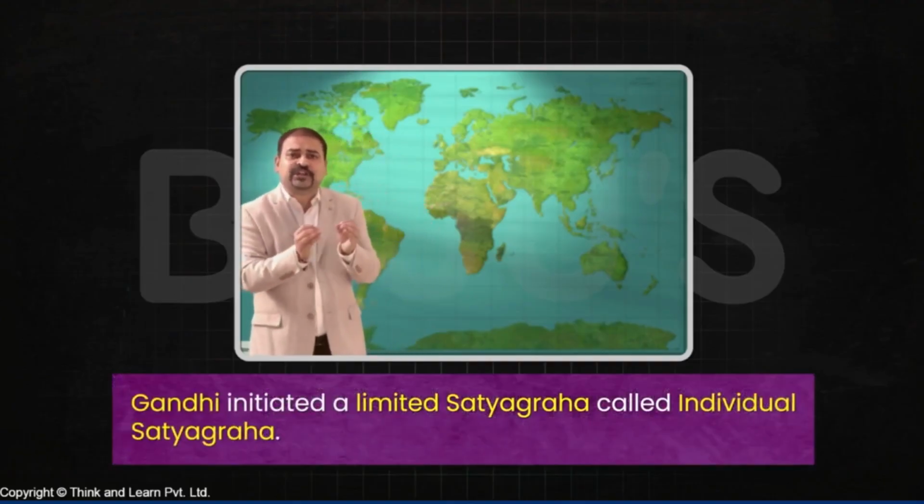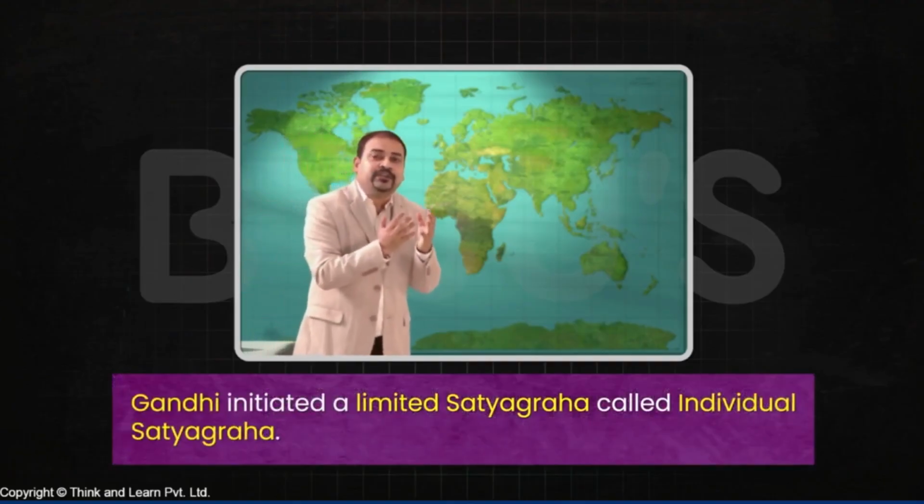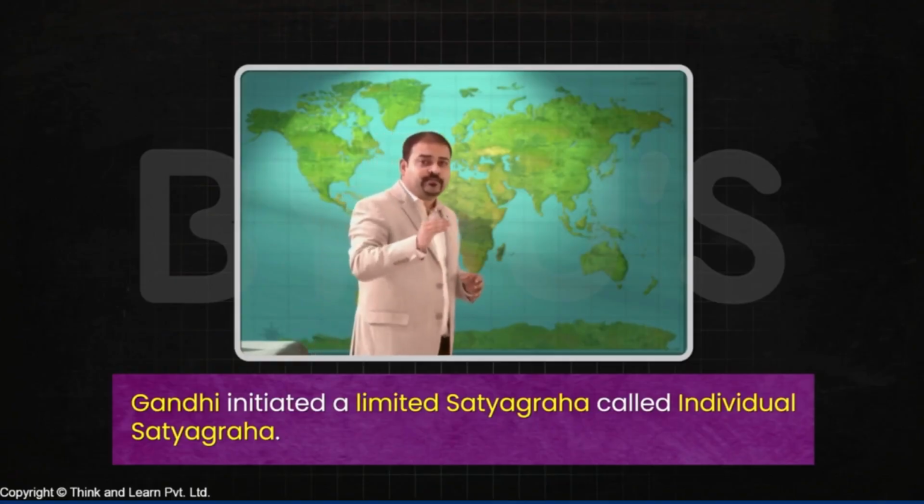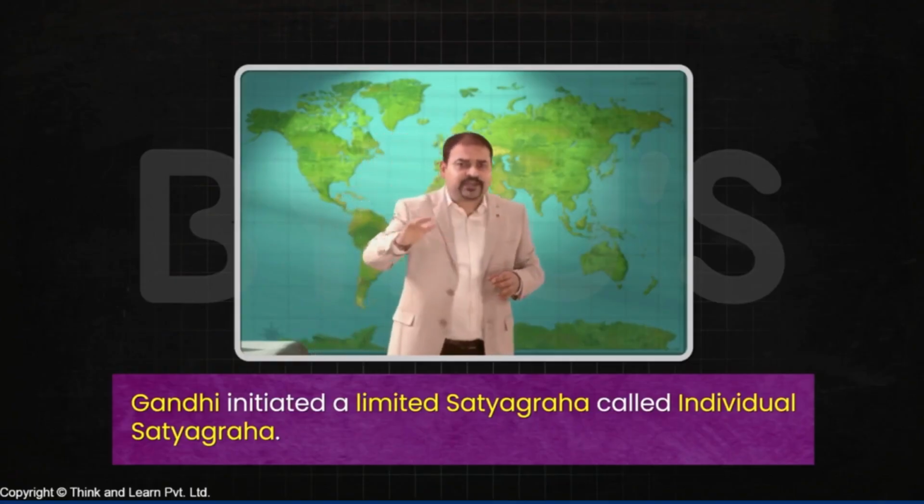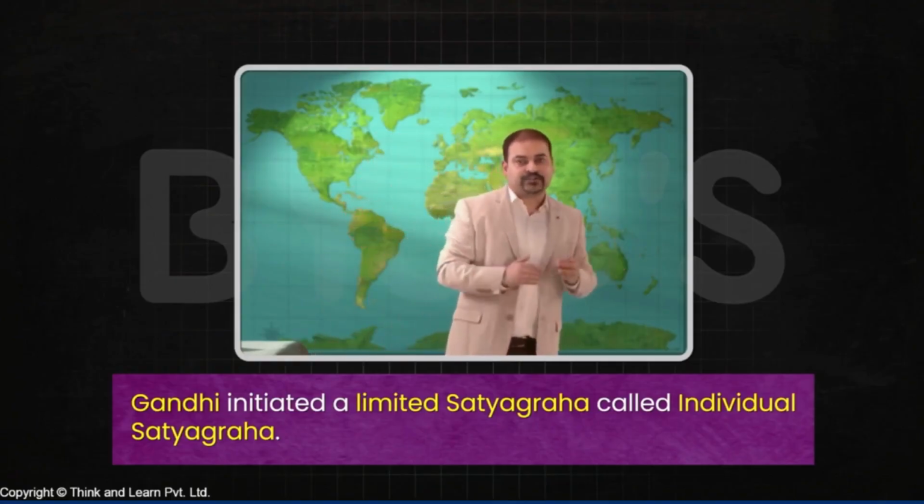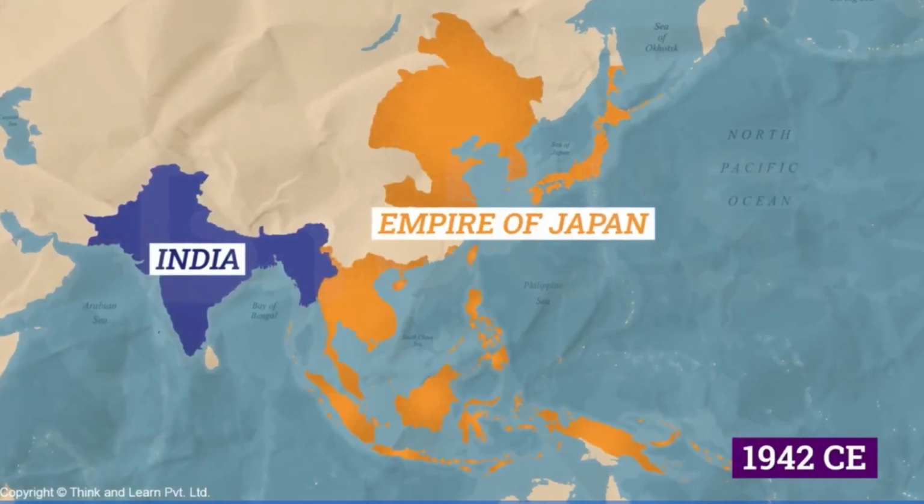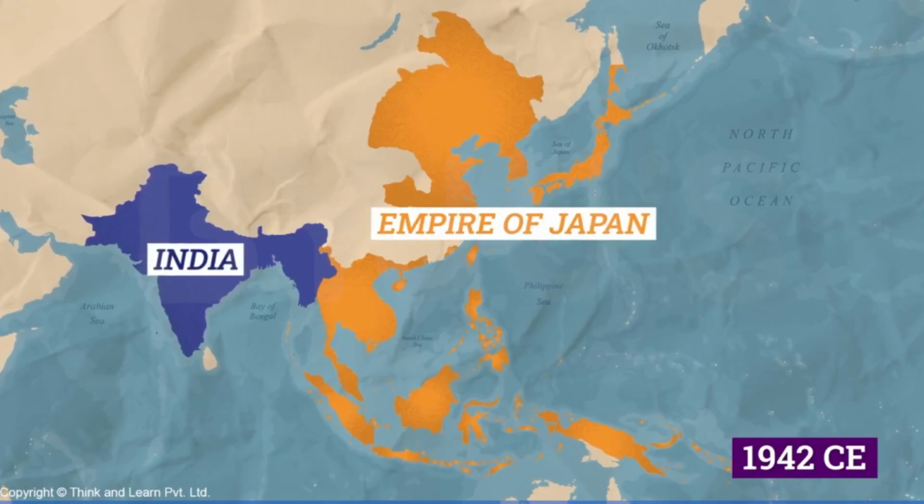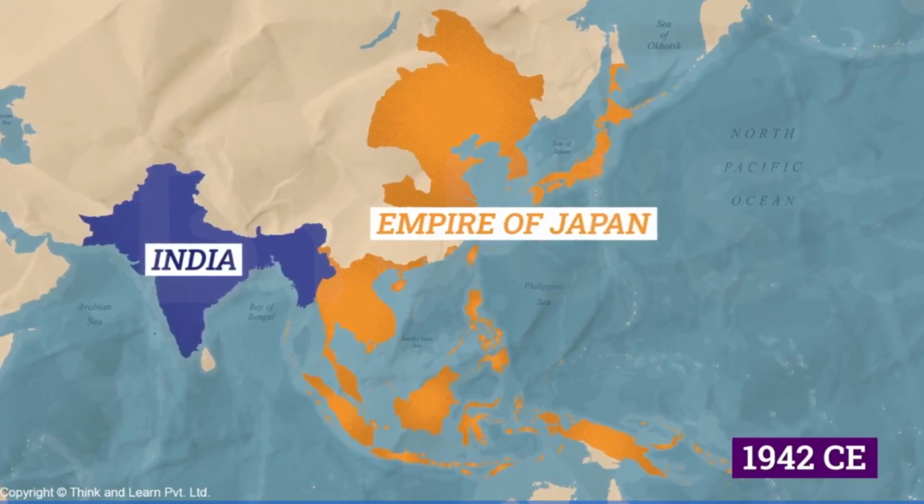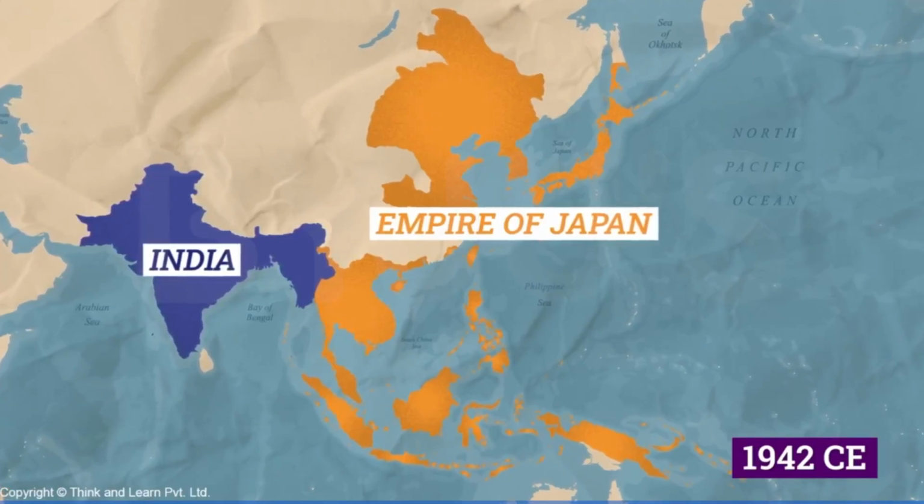Ordinances were passed to the effect of curbing freedom of speech. The Congress asked Gandhiji to take command. So Gandhiji initiated a limited satyagraha called individual satyagraha to be taken up by select leaders from various localities against the British. By 1942, the war was wearing on the British, and with the threat of a Japanese attack on India, the British anxiously sought to secure India's support.